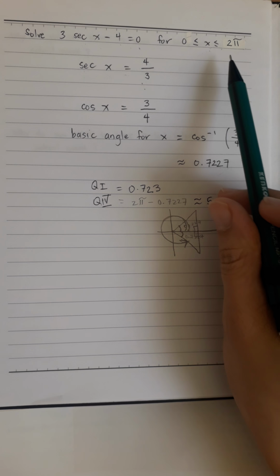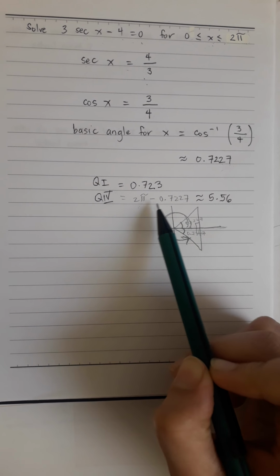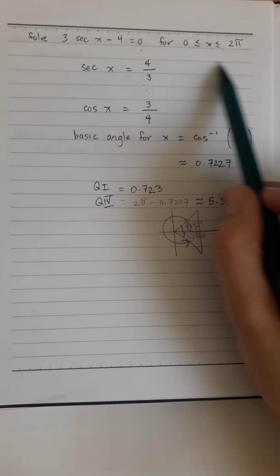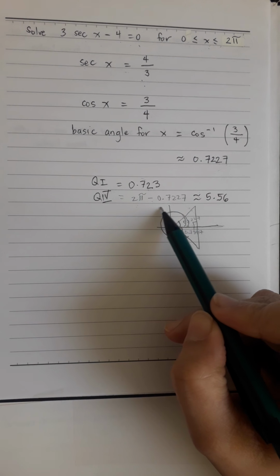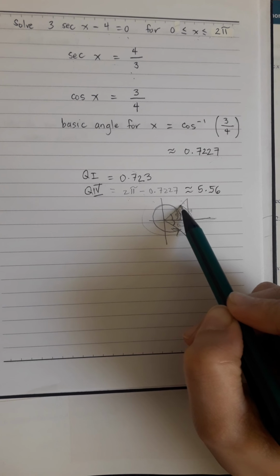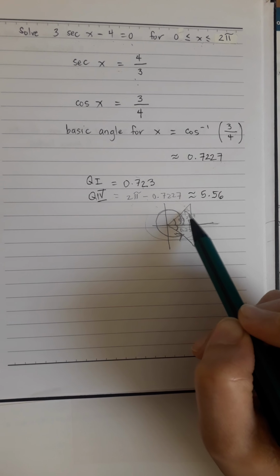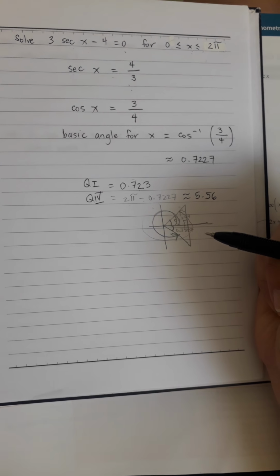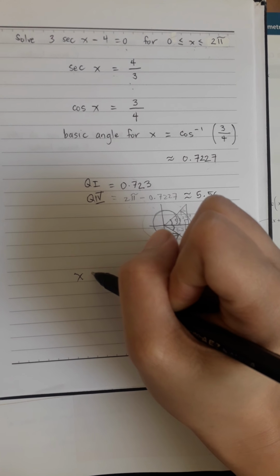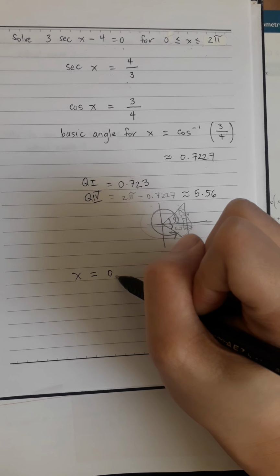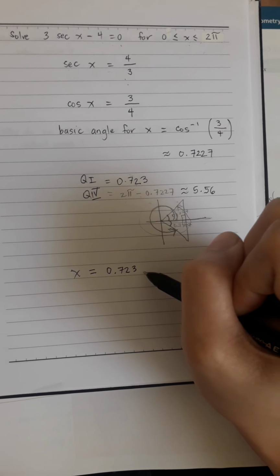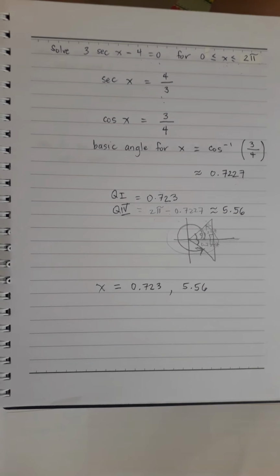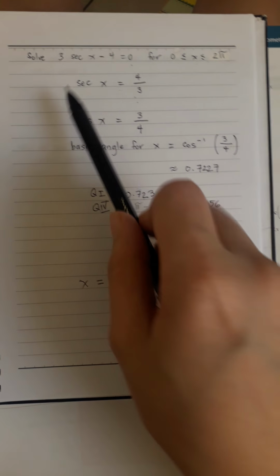5.56 is less than 2 pi. As we can see in our calculation, it's 2 pi minus. So these two values are within this range of values of x. Now, can we go a second turn, which means this angle? No, not anymore, because that will be more than 2 pi. Which means for this equation, we have found two values of x. Correct to 3 significant figures, 0.723 radian and 5.56 radians. So these are the values of x for this equation.